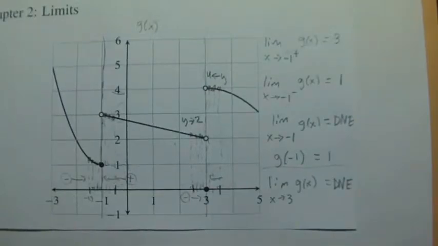Okay? So whenever you have a jump, right, a jump discontinuity, where the graph jumps, the limit's not going to exist there, right? Why? Well, because for a limit to exist, the left and right limits have to match. They have to be approaching the exact same thing on both sides. Okay?